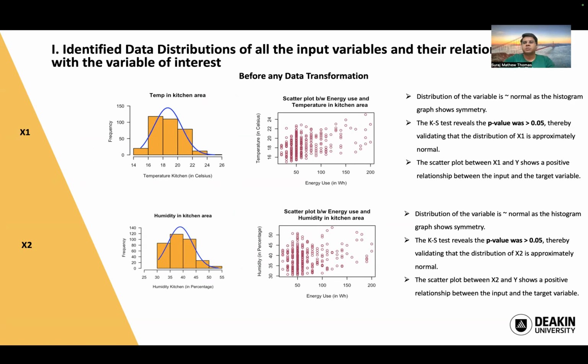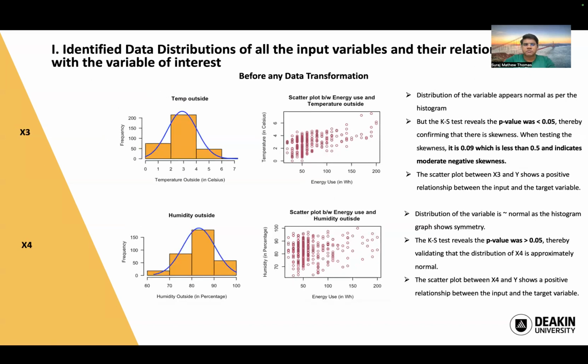So the KS test reveals that for X1, X2, and X4, the p-value is greater than 0.05. So it can be approximated to the normal distribution. You need not do any log transformation or polynomial transformation for this. If you see the scatter plot of these, it also shows that there is a positive relationship. Though it doesn't show much of a pattern, there is a positive relationship between each of these variables and the target variable. So that was for X1, X2, and X4.